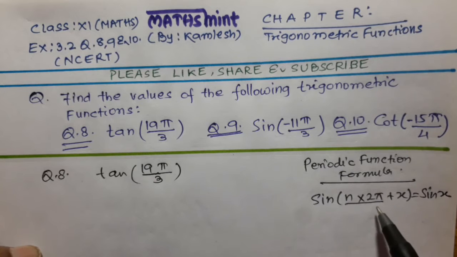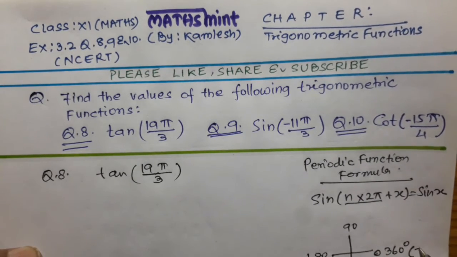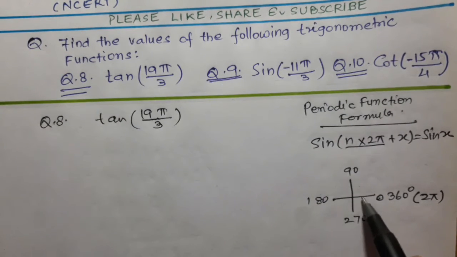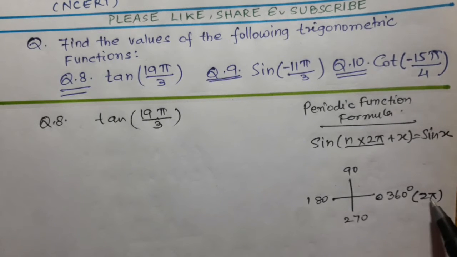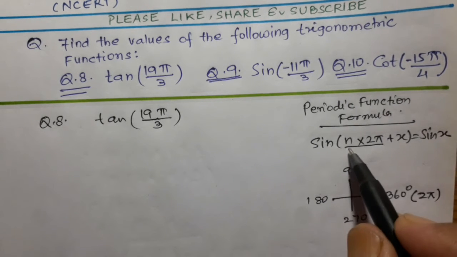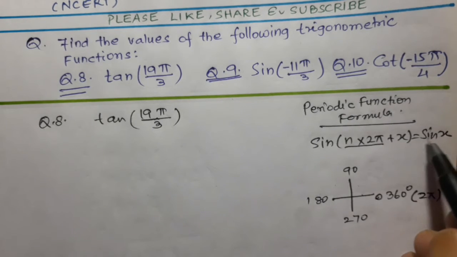Why is it ignored? Because in one round this is 0, this is 90, this is 180 and this is 270, and again it is 360 degree. So 360 degree is also equal to 2 pi. In one round we are completing 2 pi, so as much as 2 pi we complete, we again reach the initial point. So this is not considered, only the angle more than this is considered here.